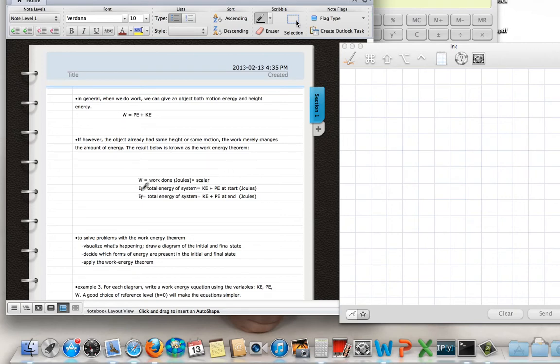Now, we're going to define E to mean the mechanical energy, which is the sum of the kinetic and potential energy. So if you've got a certain amount of mechanical energy at the beginning, and you do work, that's going to give you a different amount of mechanical energy at the end. So E stands for the total mechanical energy, and it's the sum of the kinetic and potential energy. So this result is known as the work energy theorem.